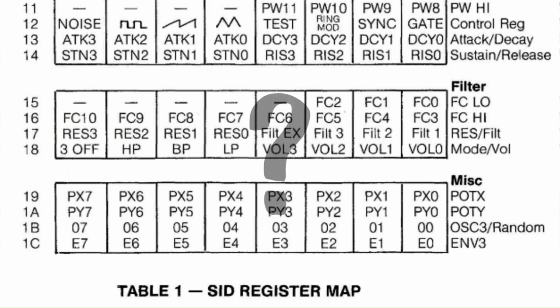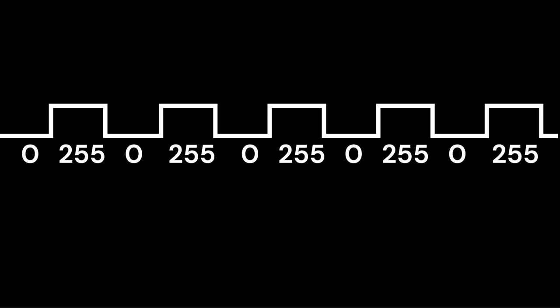Why do we want to do that? Well, there's also an OSC3 register that stores the current state of channel 3. If there were a square wave playing, for example, that register would switch between 0 and 255 rapidly, with the rate controlled by the Voice3's frequency.